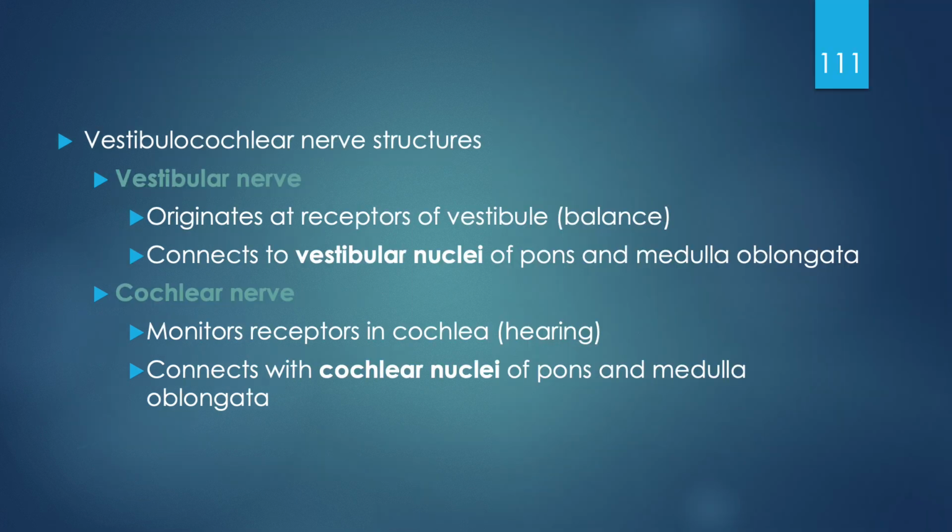So again, the vestibulocochlear nerve structures are the vestibular nerve and the cochlear nerve. The vestibular nerve is going to originate at the receptors of the vestibule, which allow for our balance and equilibrium, and it will connect to the vestibular nuclei of the pons and medulla oblongata. The cochlear nerve is going to monitor receptors in our cochlea to allow us to hear, and that's going to connect with cochlear nuclei in both the pons and the medulla oblongata.